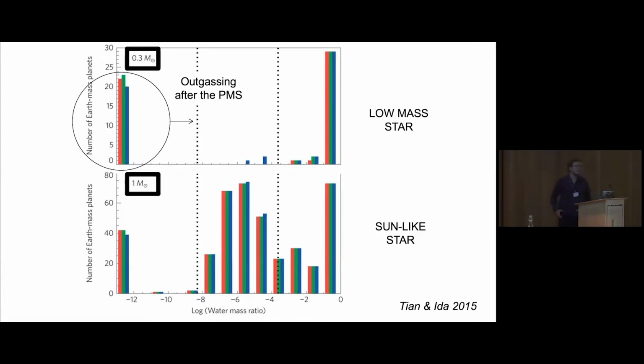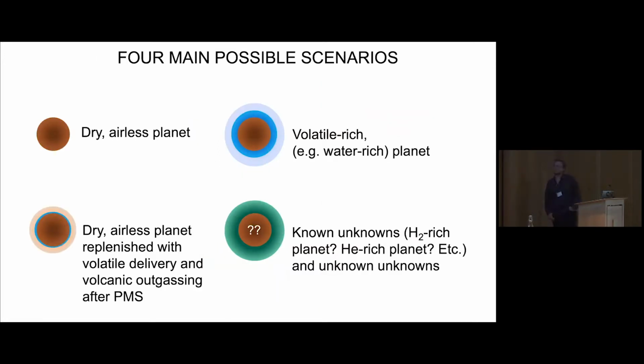So that leaves you with four different possibilities. Either the planet is dry and airless, and if that's the case, I think most of us, or a significant fraction of us, will have to find a way to recycle ourselves, or go to a different type of planet. Second possibility, these planets are volatile rich, like hundreds of times Earth's water ocean content: water worlds, or CO2 worlds, or CH4 worlds, like crazy things.